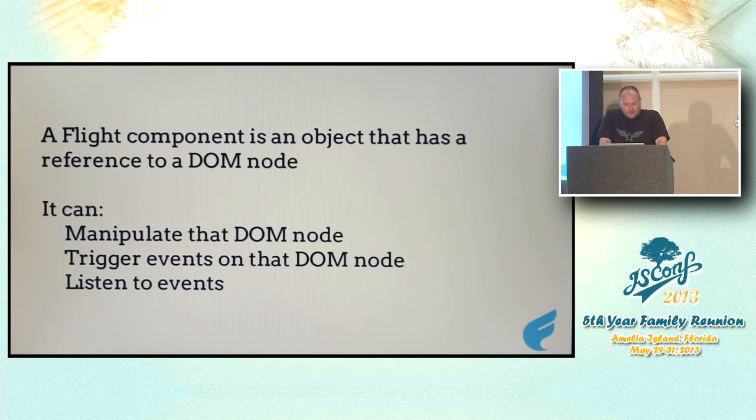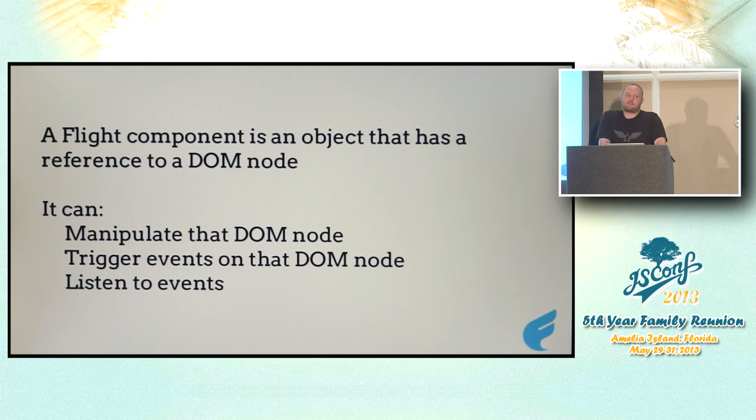a Flight component, in as simple words as possible, is an object that has a reference to a DOM node. So it's a simple JavaScript object. It has a property called node, and that points to a single DOM node. And there are three things that it can do. It can manipulate that node, so it can change classes on it. It can put new markup into it. It can change styles on it if you really need to.